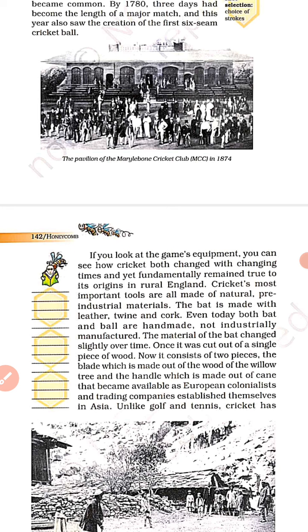They only use natural products. They are made up of natural and pre-industrial materials. The bats are handmade of cork, leather and twine. Twine is thread. So they are made of leather, thread and cork.